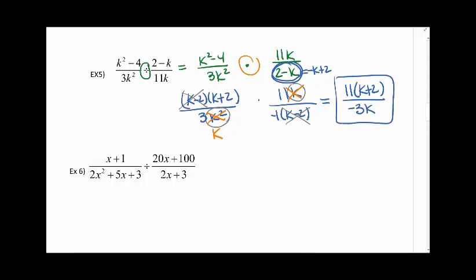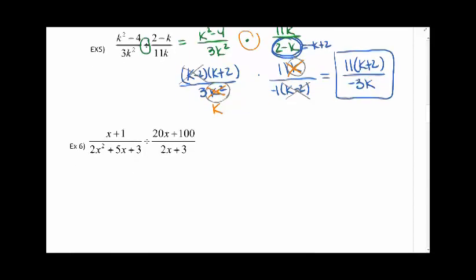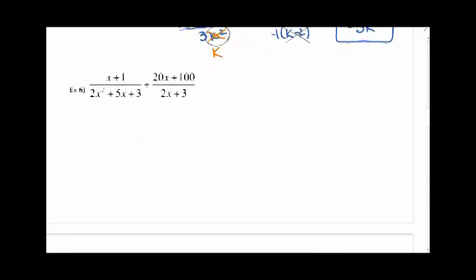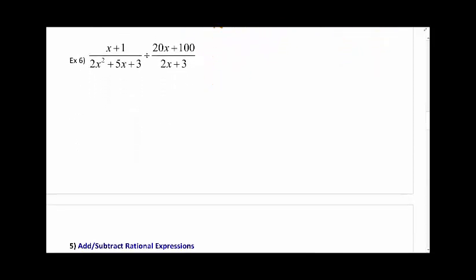Double check, look at it. Can I simplify anything else? No. Could you write that as 11k plus 22? Yes. But when we're factoring with multiplication, we generally leave it in factored form. Again, pause it at any time you need to and rewind.